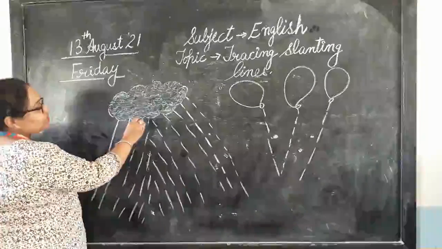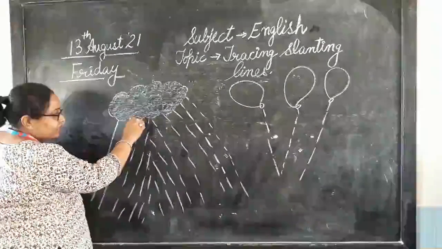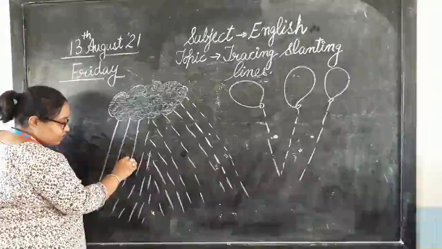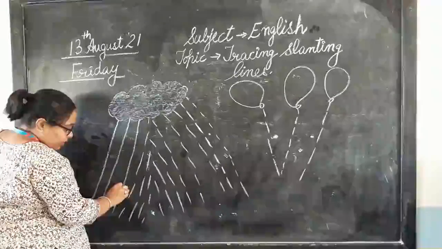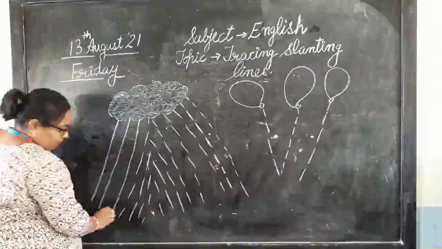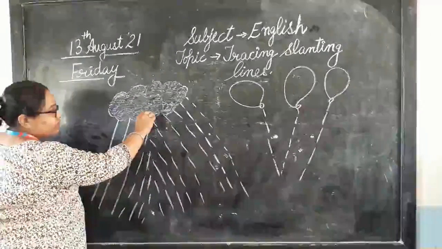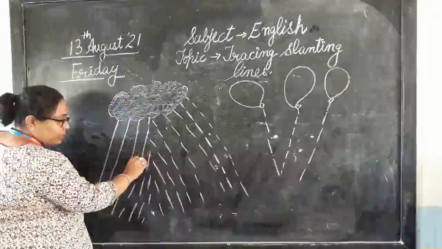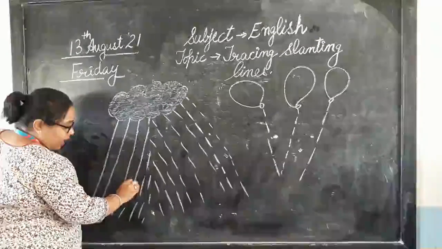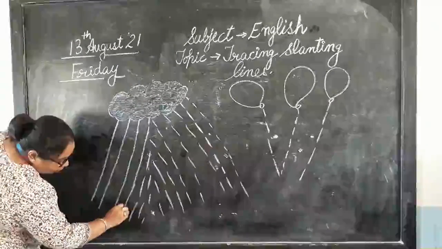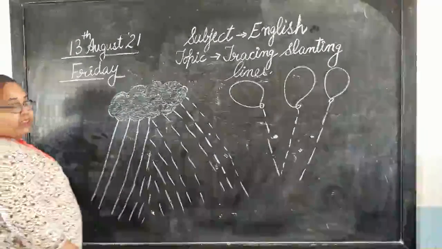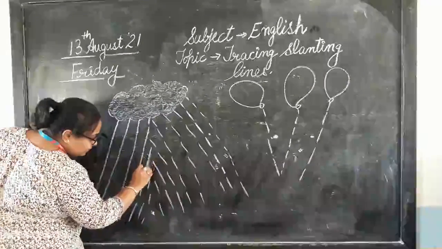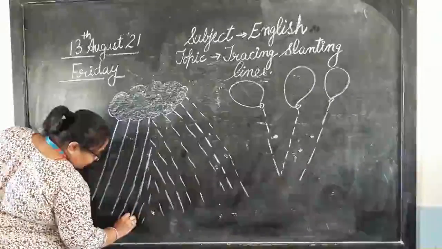Clear? Let's trace it once again. Like this, you will trace it slowly and come down. Once again, slowly, no need to hurry up. बस आपको dotted lines को properly cover करना है. Understood? Now, just follow these lines. Like this.